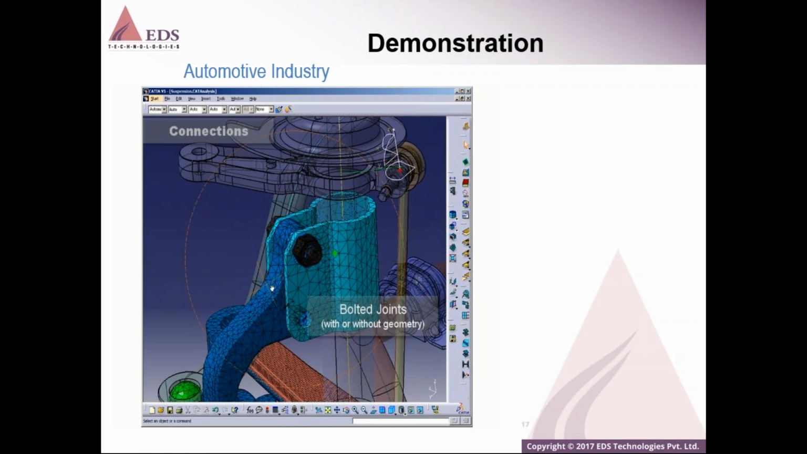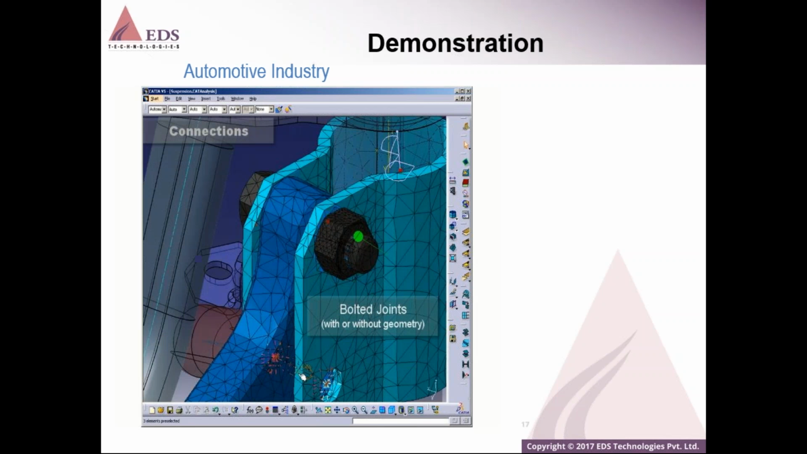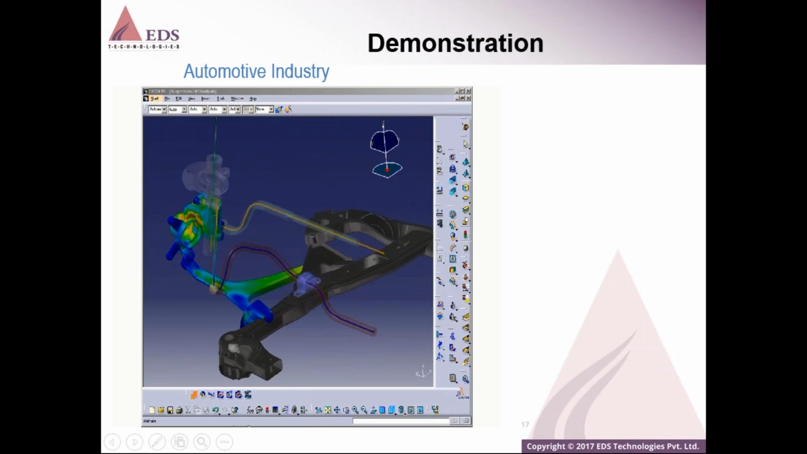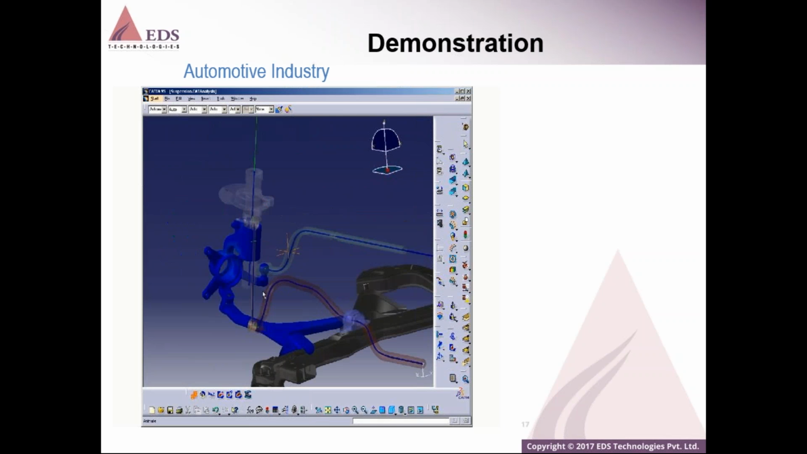So bolted joints with the geometry. Here virtual bolts also can be, virtual elements can be elements, bolted joints without geometry. So this complex analysis can be very easily performed with the help of CATIA analysis.